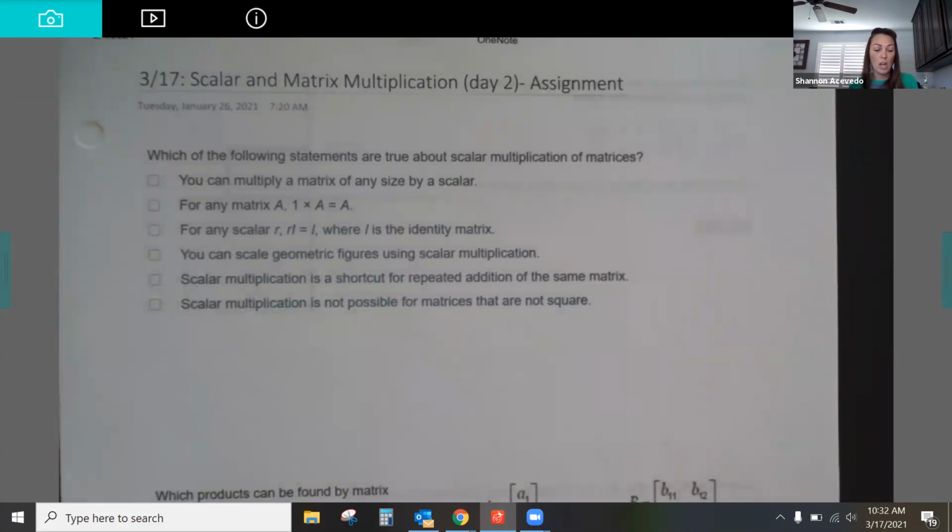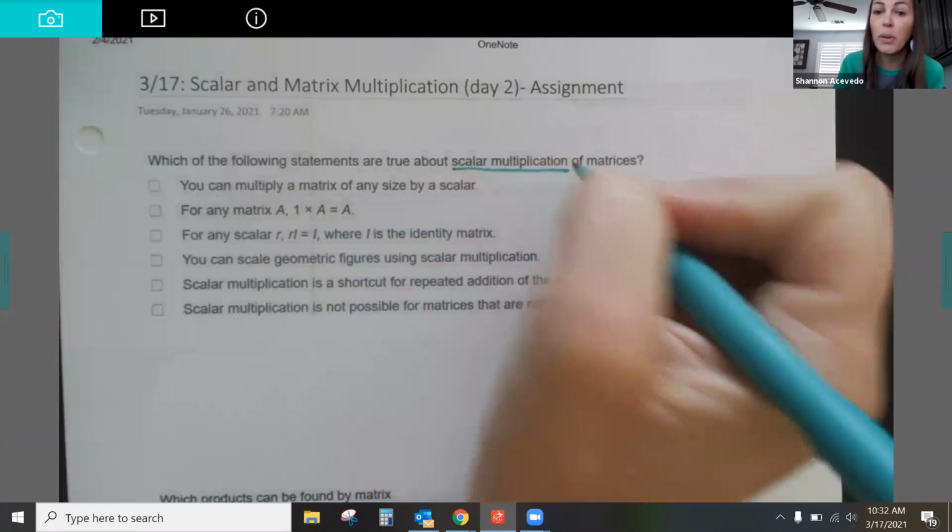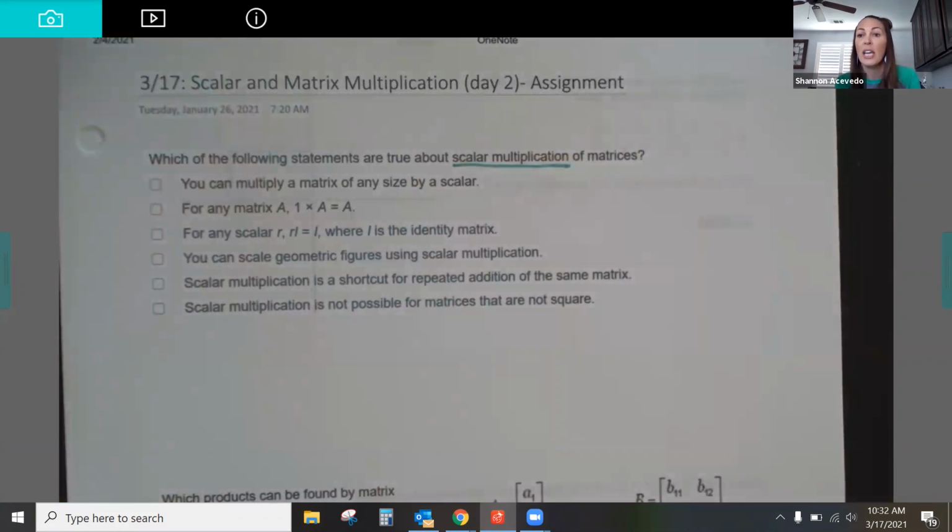So in this case, if we have some matrix and we have that coefficient out in front, that number is multiplied to everything, each element inside the matrix. What's true about that idea of scalar multiplication? Again, this isn't multiplying two matrices together. It's strictly talking about the scalar portion of it, just that coefficient.